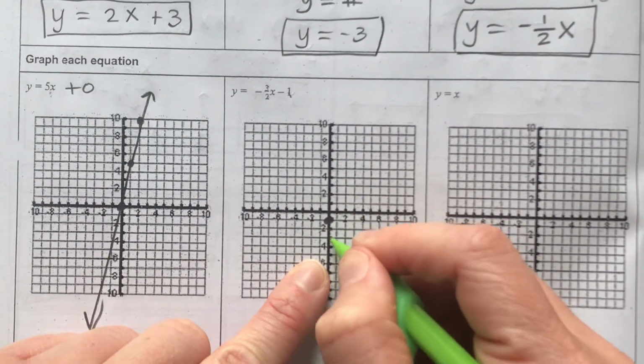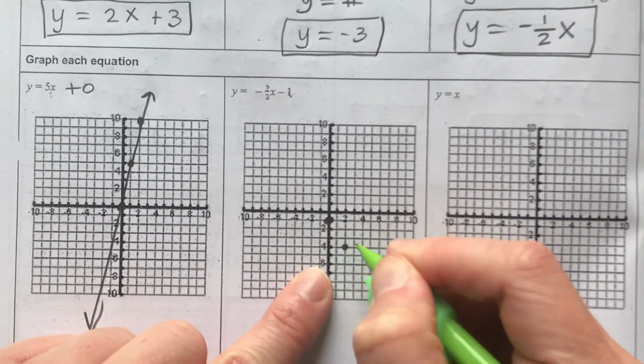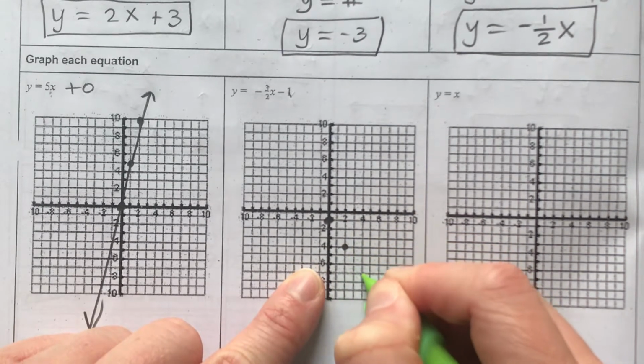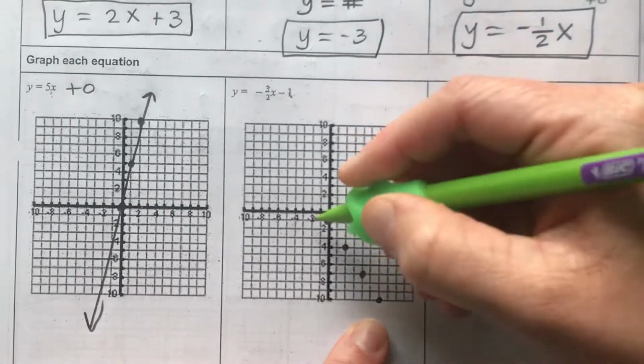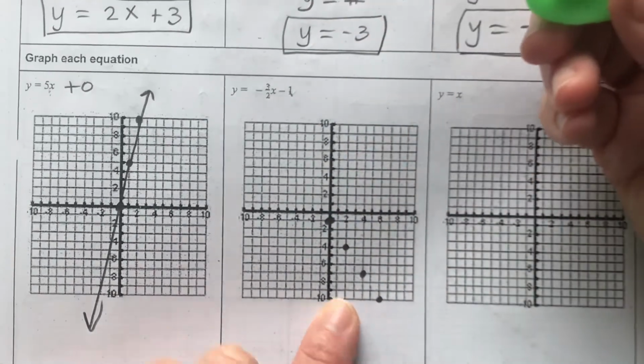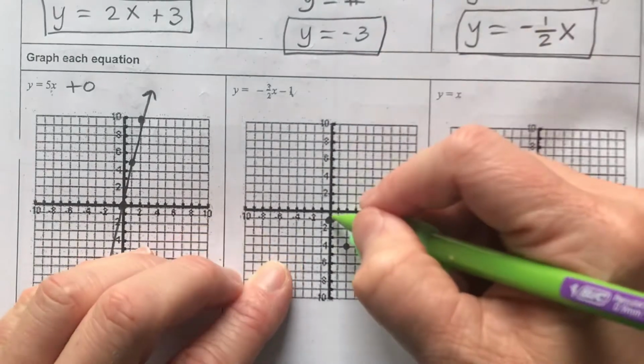Down 1, 2, 3, right 2. Down 1, 2, 3, right 2. And as you're going down 3 and right 2, put a point down on your paper, and then if you connect those points, you'll have your equation graphed out.